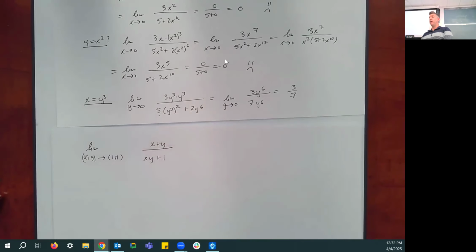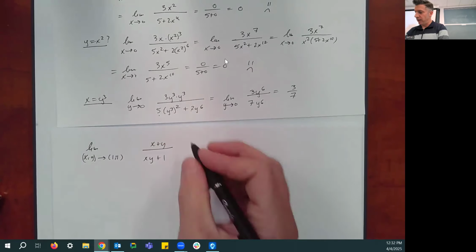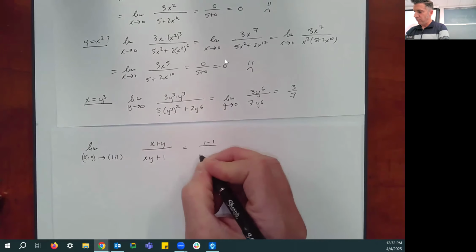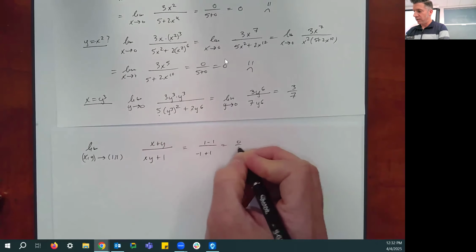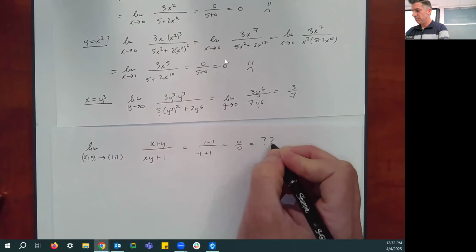If it was 1, 1, it'd be easy. It'd be 1 plus 1 over 1 plus 1. We'd be done. But it's not. It's 1, negative 1. And if you plug it in, you get 1 minus 1 over negative 1 plus 1, which is 0 divided by 0, which is, wow.